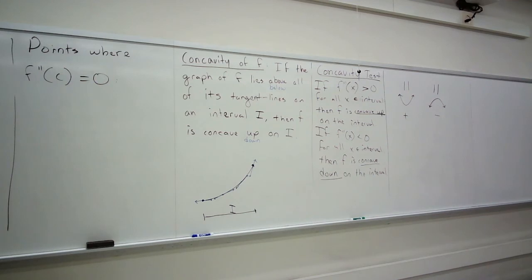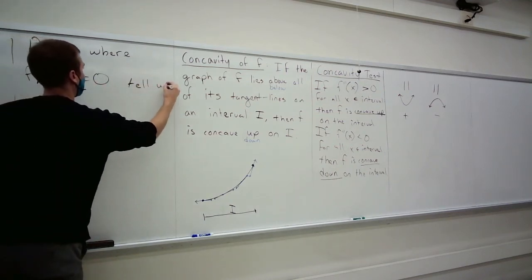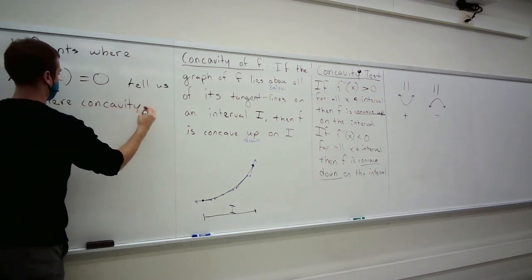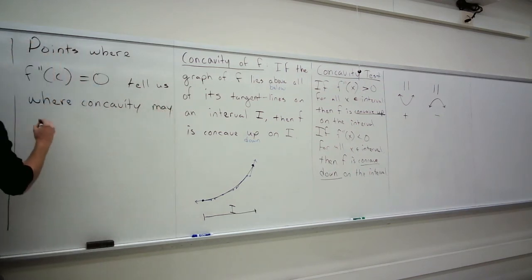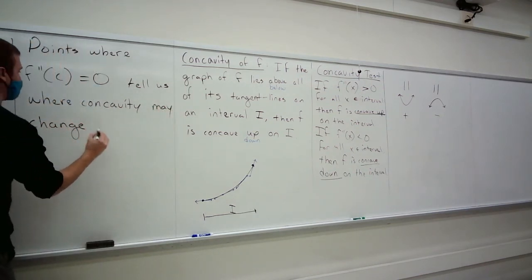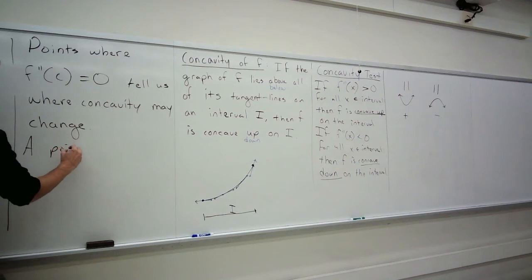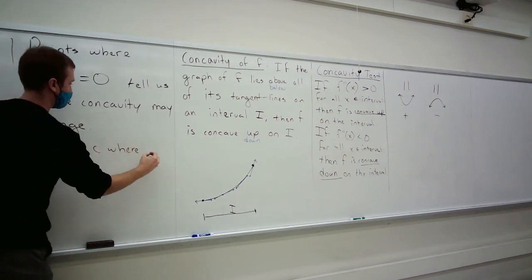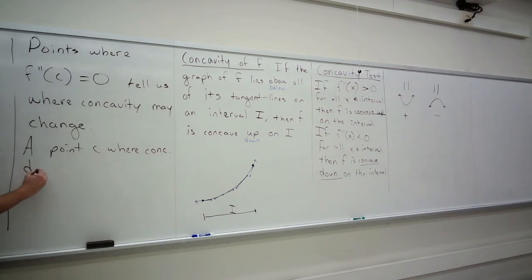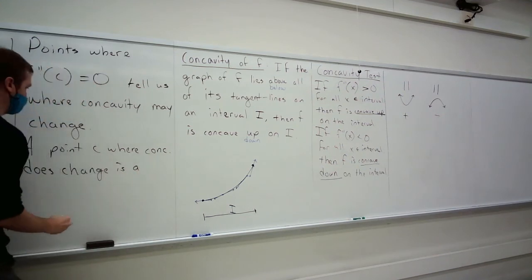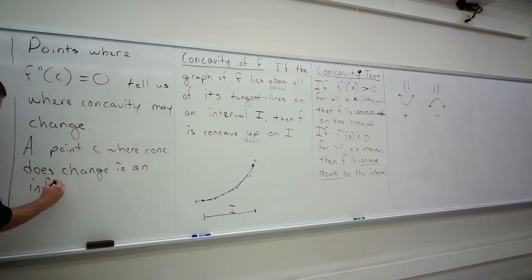Things that your book talks about. Points, not terms, points where the second derivative is zero, tell us where concavity changes, or rather where it might change, just like with the first derivative. And a point where concavity does change is called an inflection point.